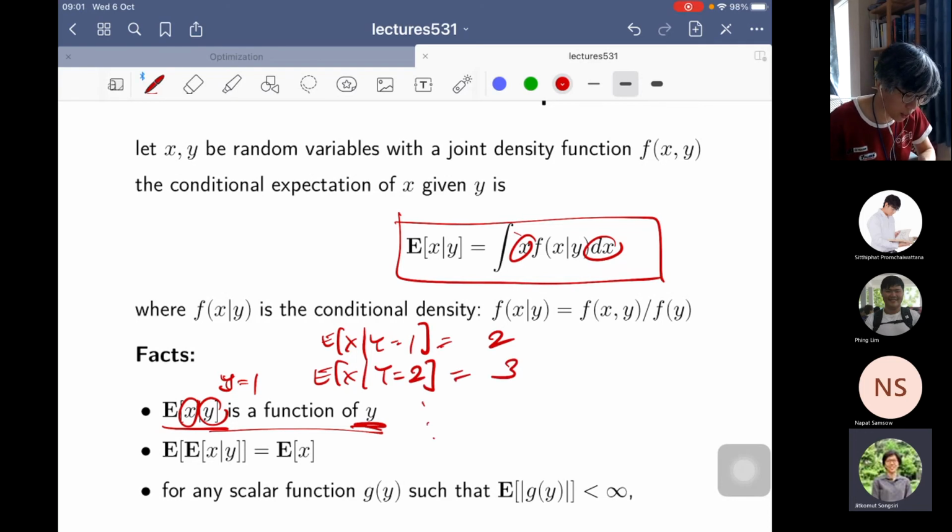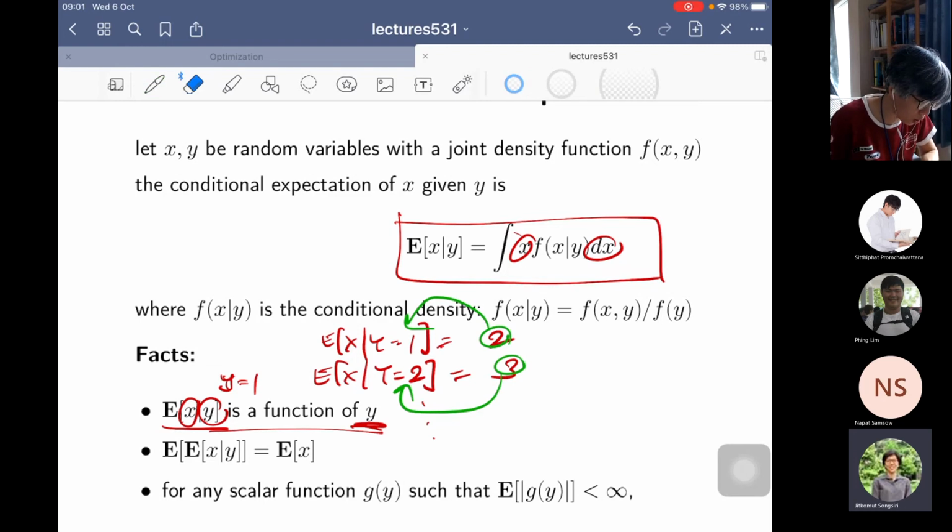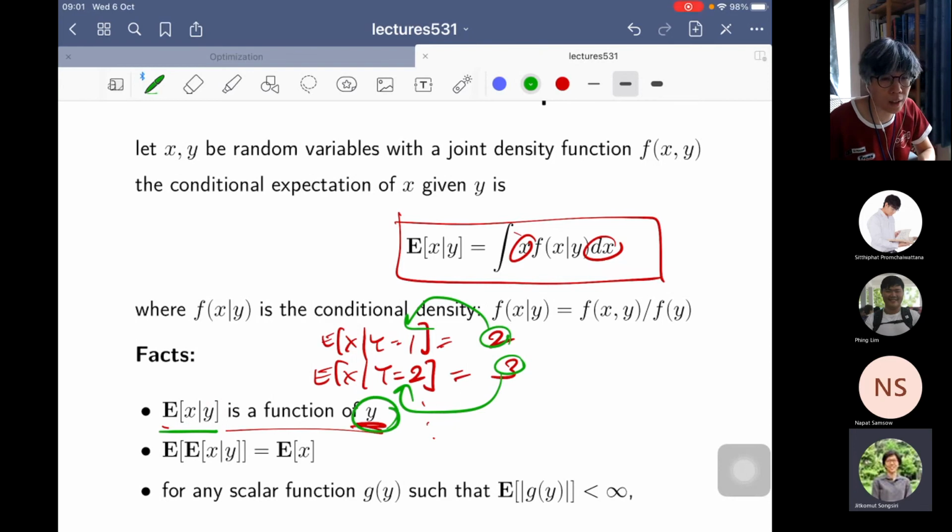So it means that the value of the mean here depends on the given values of y. Conceptually, we simply say that the conditional mean of x given y is a function of y. All right. The second bullet, the second important result, is called the law of iterated expectation.